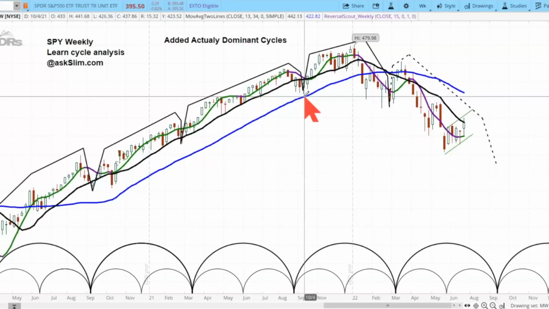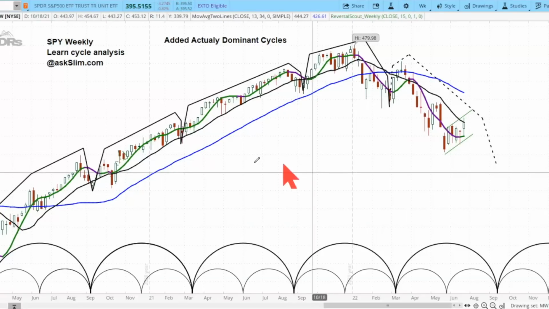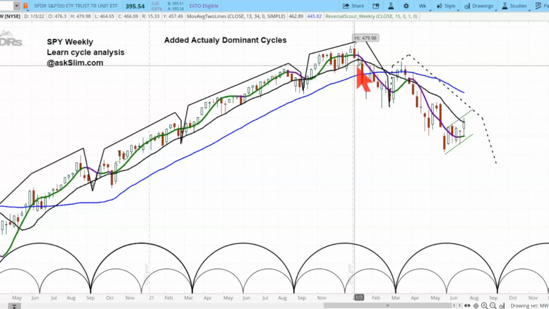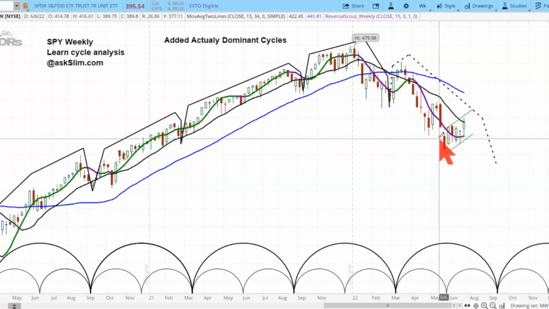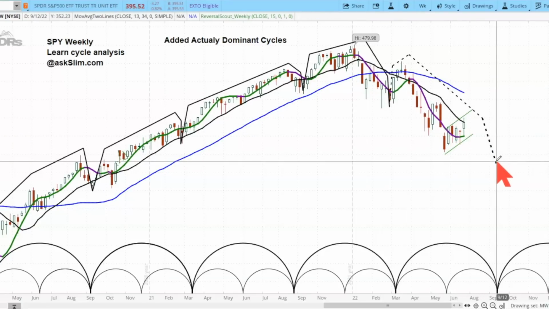The average cycle is what we really look at. They're never going to be perfect, but you can see 1, 2, 3 rising cycles, and then a cycle that actually brought the peak, and a cycle that brought the bear market that we're in right now. Now, we believe this is incomplete, and I'll show you more about that as we go forward.